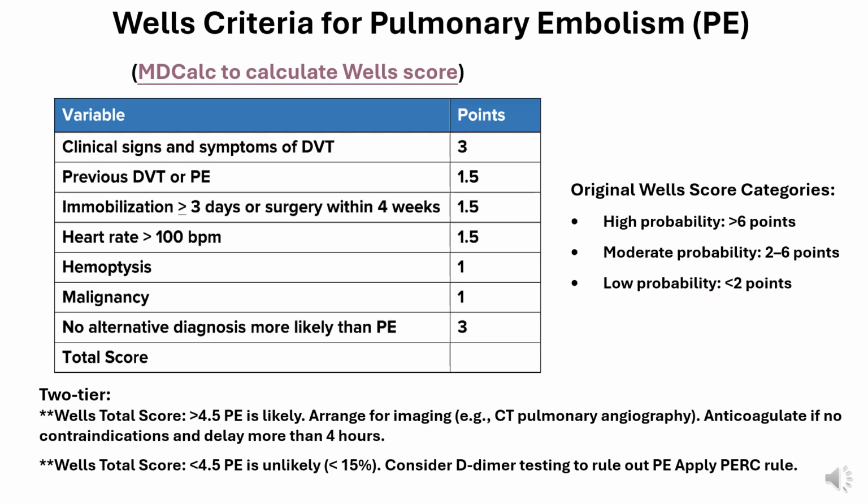Original Wells score categories. High probability, greater than 6 points. Moderate probability, 2 to 6 points. Low probability, less than 2 points. Two-tier categories.